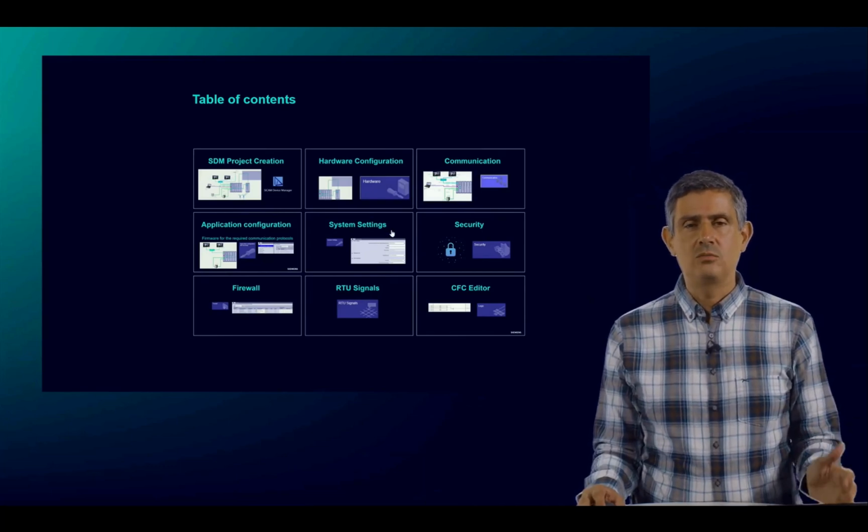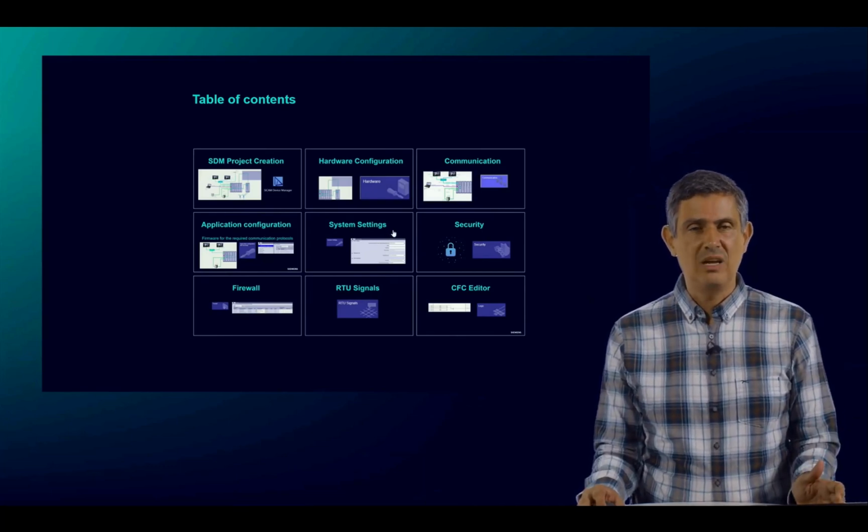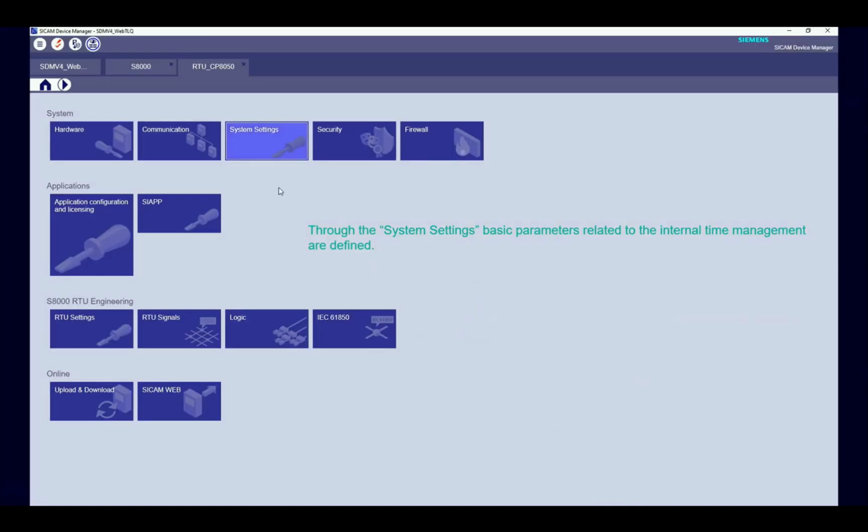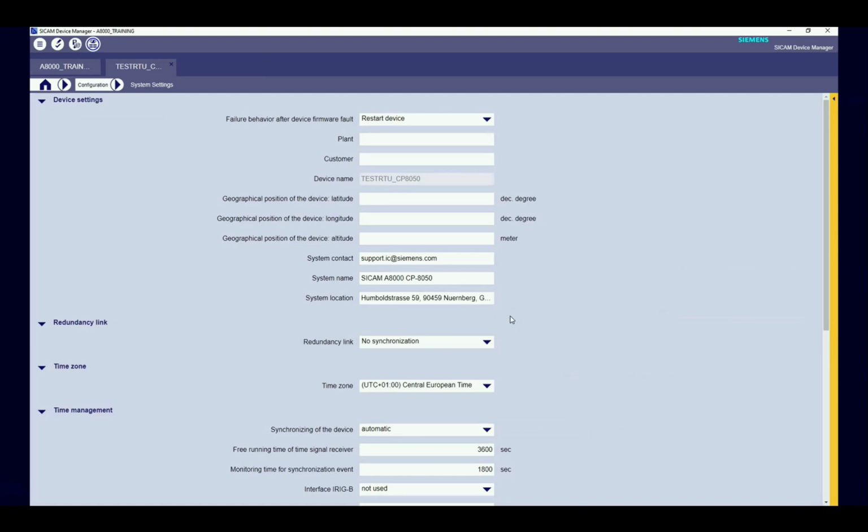Now let's see some system settings we have in our RTU. You access them through this box, system settings. Basically, this is important to define in which time zone our RTU will be running. As you know, the NTP synchronization, for example, is always performed in UTC, but you want to have a local time reference in the RTU, so it needs to know how it has to correct this UTC time. So this you can set here.